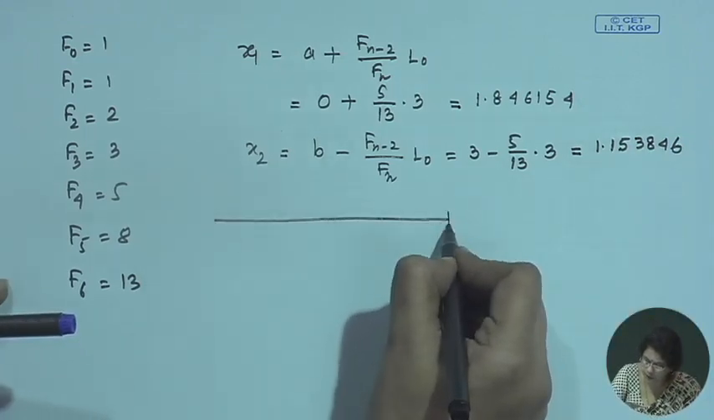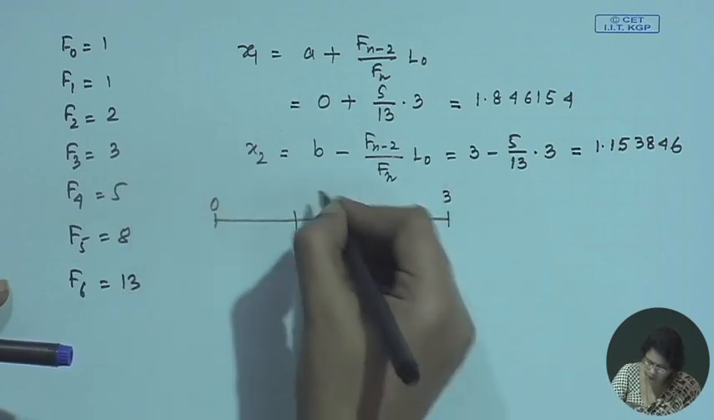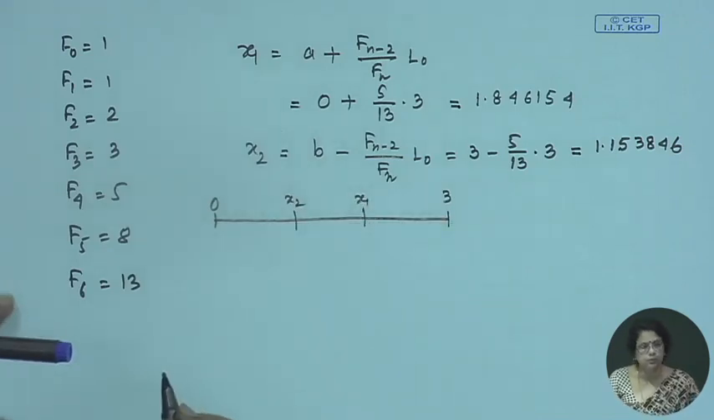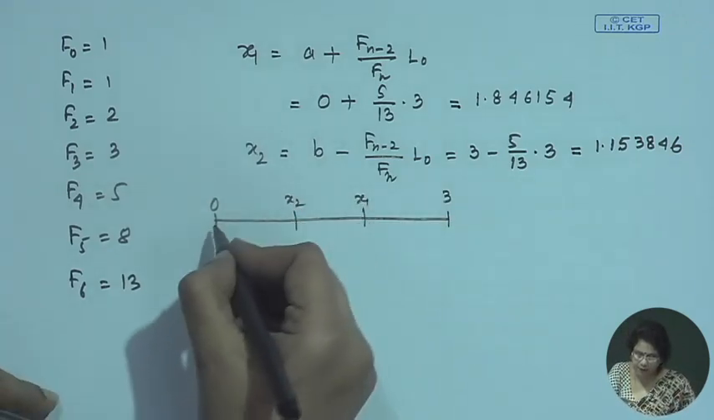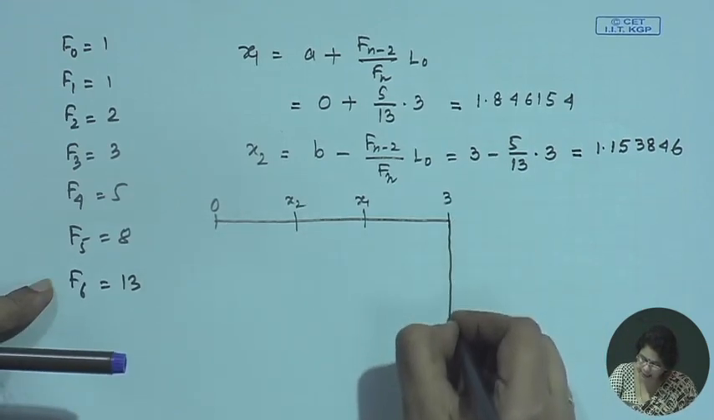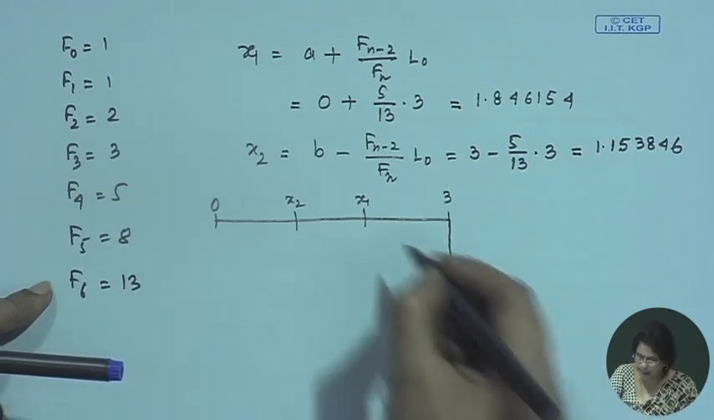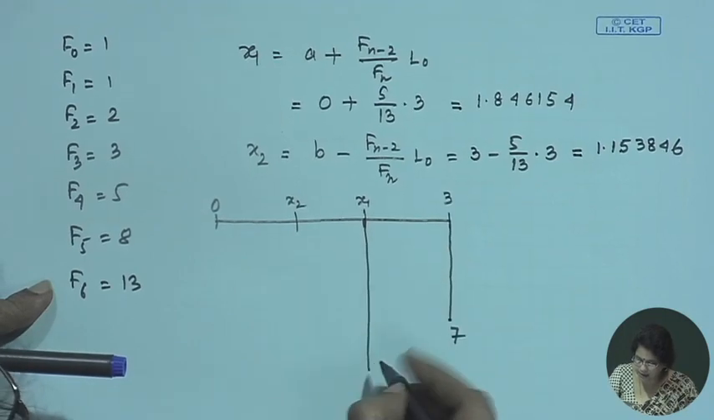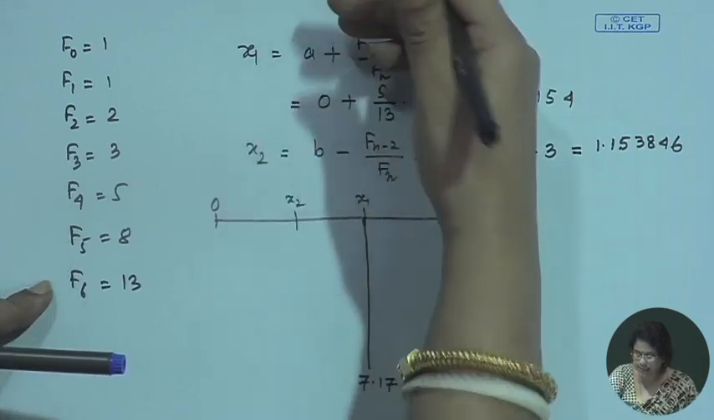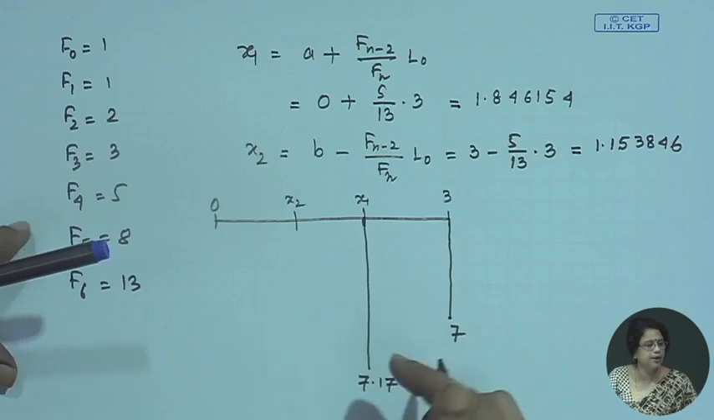Let us find out the function values for 0, 3, x1, x2 on this side. The functional value at 3 is coming as 7. At this one, it is coming 7.17 in the positive side. Since the space is not there, I am considering the positive side here. Alright.